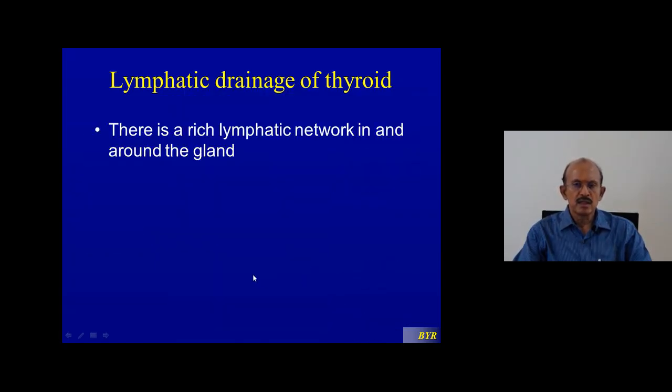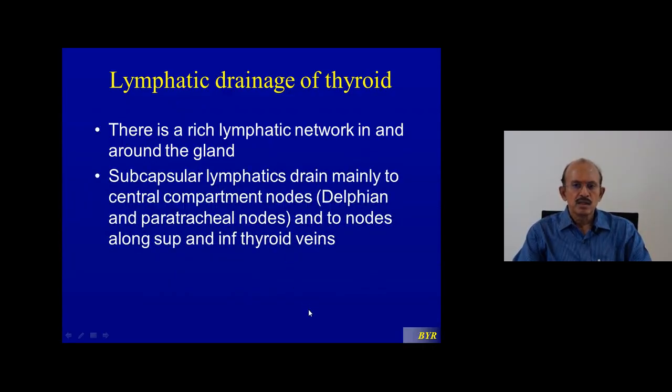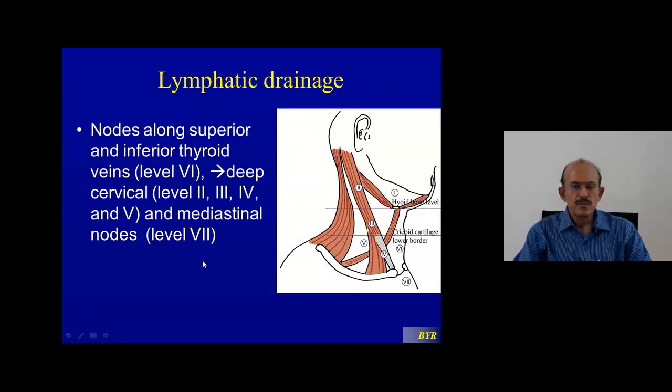There is a rich lymphatic network in and around the gland. Subcapsular lymphatics drain mainly to the central compartment nodes, that is the Delphian and paratracheal nodes, and to the nodes along the superior and inferior thyroid veins. Nodes along the superior and inferior thyroid veins drain to the deep cervical nodes and mediastinal nodes.